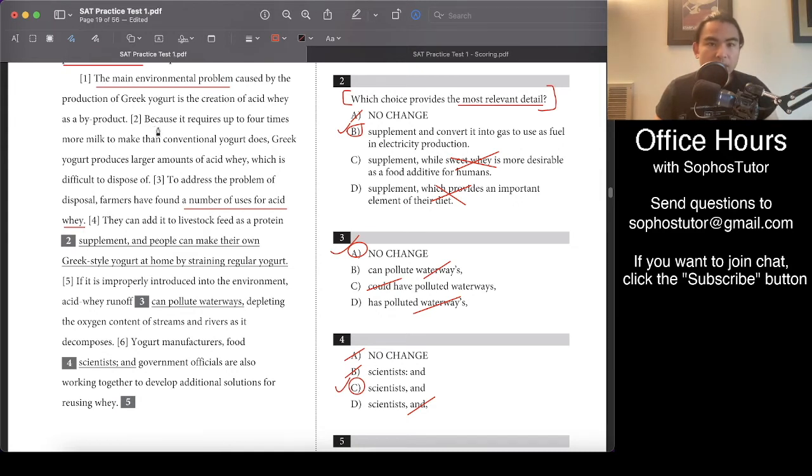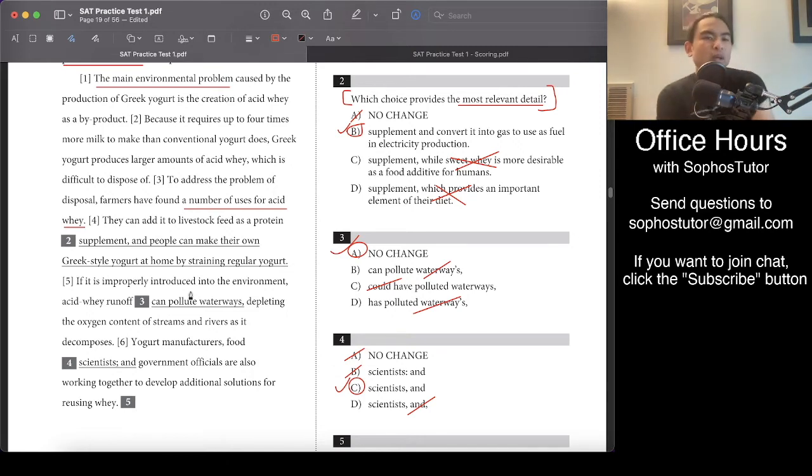Because it requires up to 4 times more milk to make than conventional yogurt does, Greek yogurt produces larger amounts of acid whey, which is difficult to dispose of. Now, this is a weird transition because sentence 5 already talked about acid whey runoff being introduced into the environment. By introducing this idea, it already implies that acid whey is difficult to dispose of.